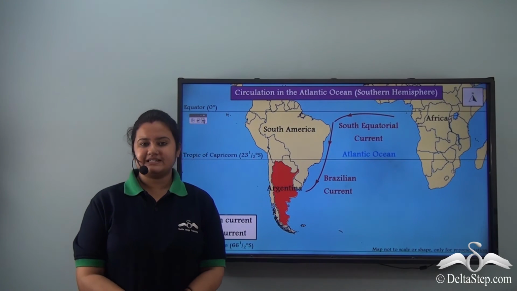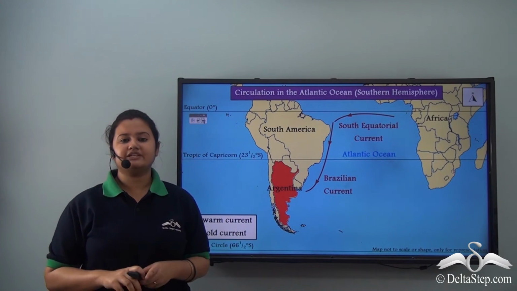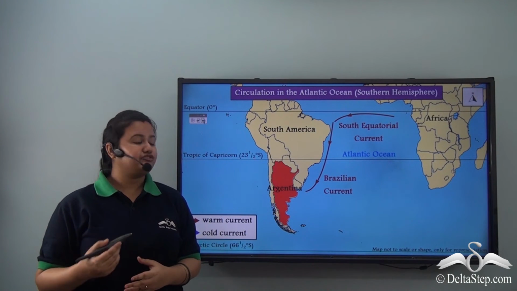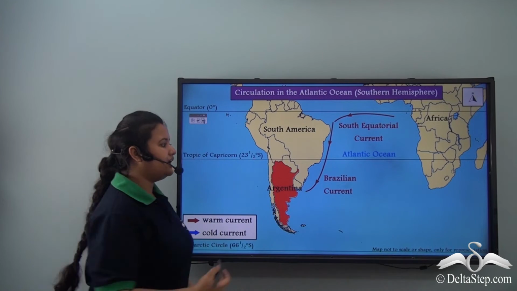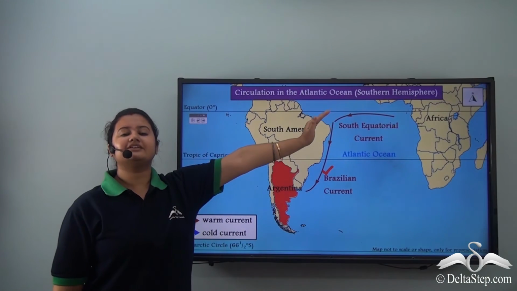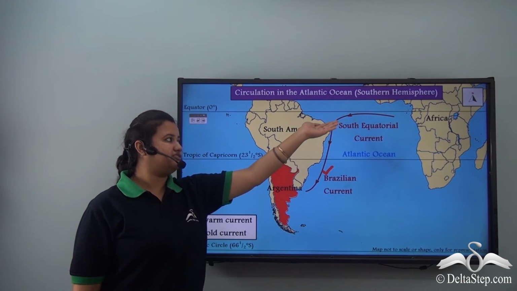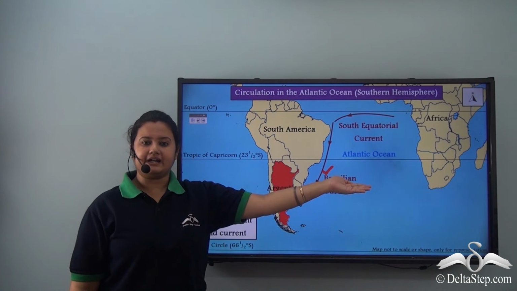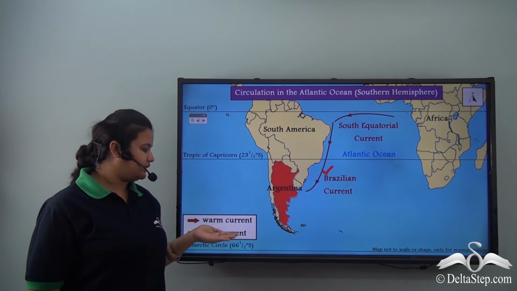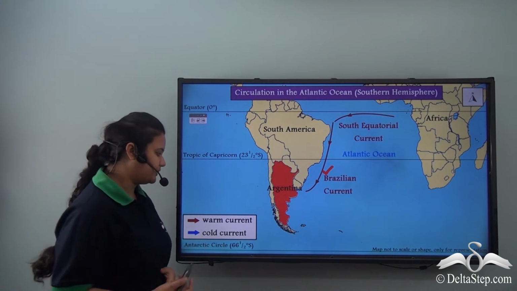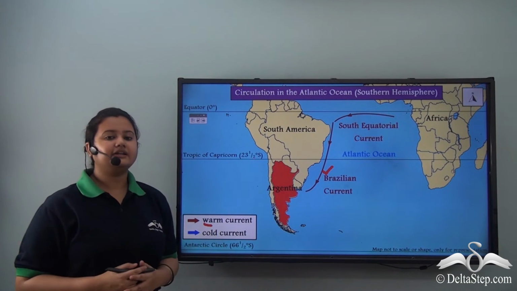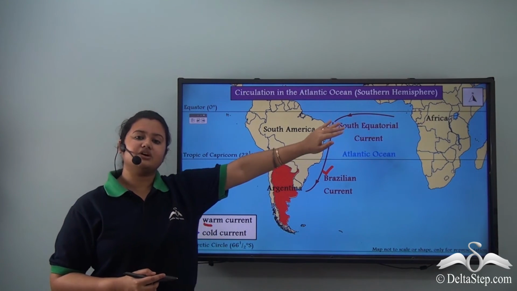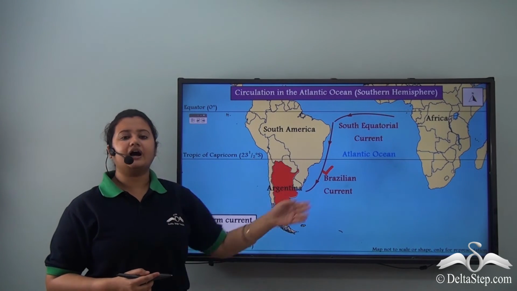In our previous slide, we saw that due to Coriolis effect, the south equatorial current gets deflected and it flows southwards as the Brazilian current. So, the south equatorial current after deflection flows towards Argentina as the Brazilian current. Now, Brazilian current is marked with red, which means that it is a warm current. And why is it a warm current? This is because it originates from the south equatorial current, which is a warm current, and therefore both are warm currents.